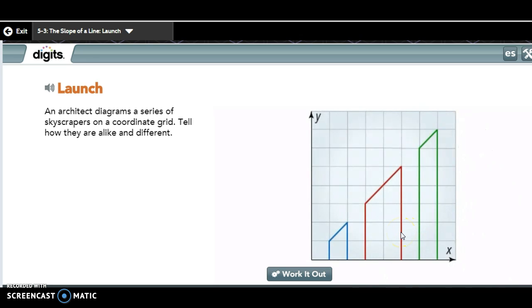Alright. So it says an architect diagrams a series of skyscrapers on a coordinate grid. Tell how they are alike and how they are different. So this is where you can pause the video and tell me how they are alike and how they are different.